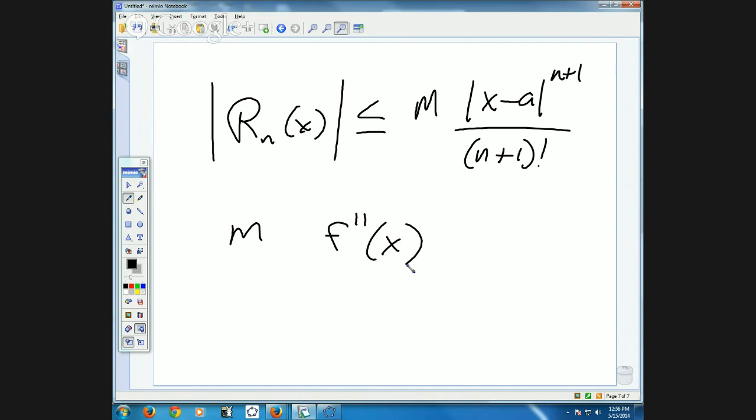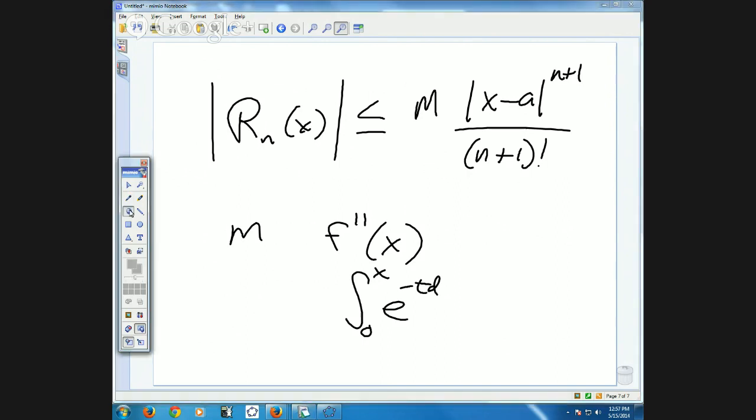So the nth derivative, the 11th derivative, is what I have to consider here. Now that's a wee bit of a problem, not too much. My original function was the integral from 0 to x of e to the negative t squared. Why didn't you write that in Roman numerals? Okay, parentheses. There we go.